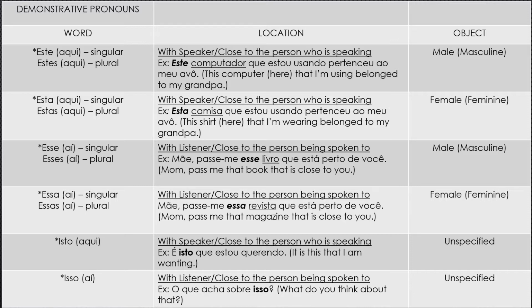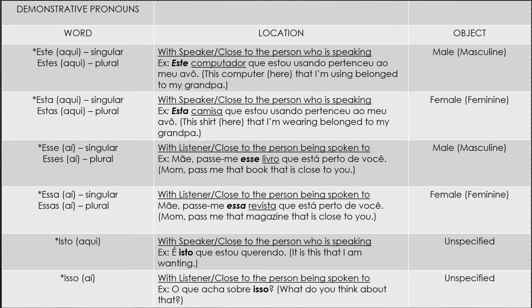And also then you consider if the object you're speaking about is close to you, the speaker, or is it close to the person you're speaking to, or is it far away from both of you? Okay, so I know that's a lot to take in, but again, is it a masculine word or feminine word? Is it singular or plural that you're talking about? And is it close to you, close to the person you're speaking to, or far from both of you? And so anyway, let's go over it. Here we go.